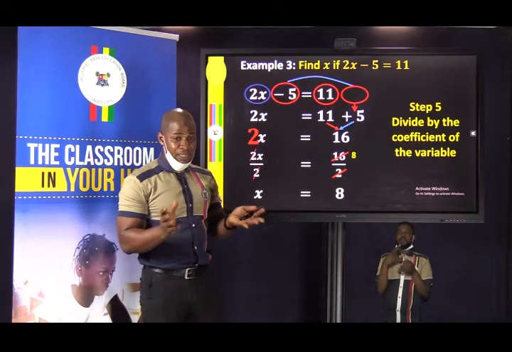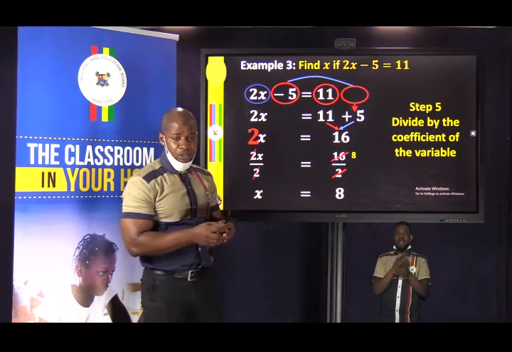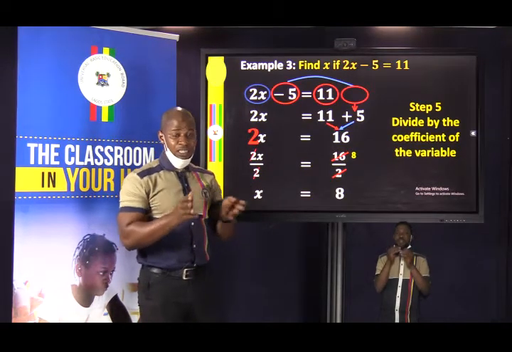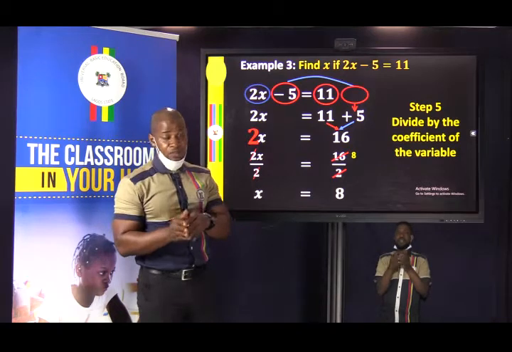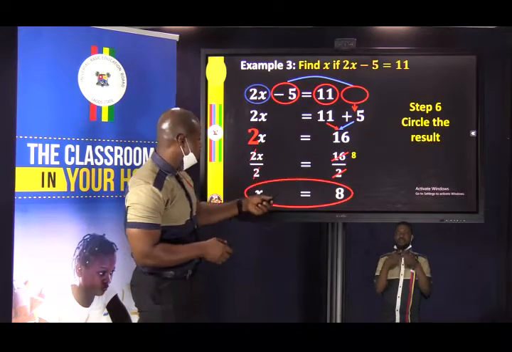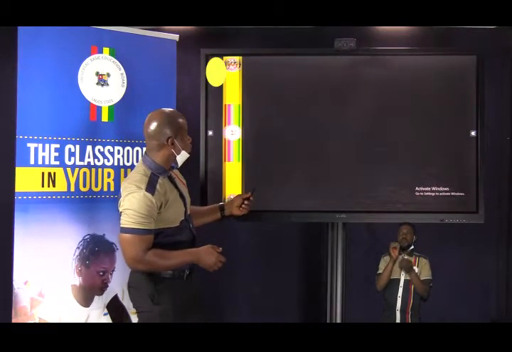Now, this trick is basically the same. Identify the like terms and rearrange. If you have to take a term over the equality sign, then it will change the sign. If it's positive, it will change to negative. If it is negative, it will change to positive. So now you circle the result. x is 8. Let's just look at one more example.